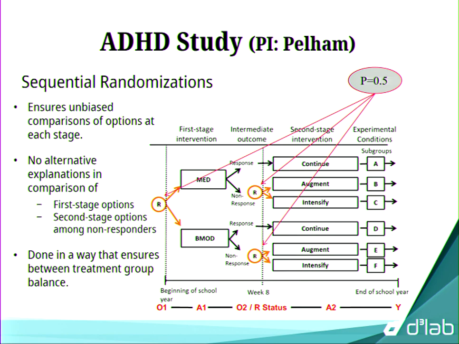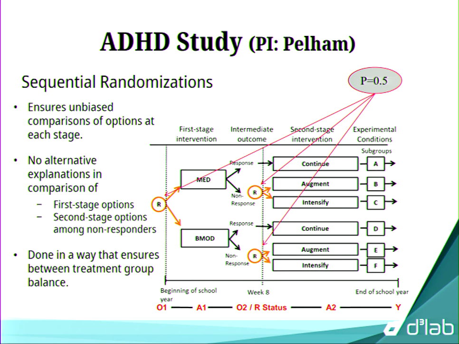So the randomizations, what they do for us, right? They ensure that we have unbiased comparisons, right? That we can compare the first stage intervention options and the second stage among non-responders in a way that does not involve any alternative explanations, right? It's the virtue of randomizations, right? Do you see that? Okay, but also the randomizations here are done in a way that ensures balance. And we talked about this yesterday.